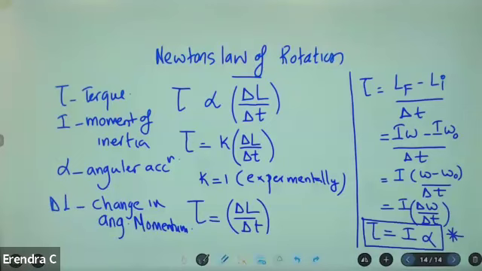What is delta L? Final angular momentum minus initial angular momentum. Last week, I found the equation for angular momentum: I omega. So I omega minus initial I omega naught. Take I common: omega minus omega naught divided by time. That's delta omega divided by time. Delta omega over T is what? Alpha. Angular acceleration.